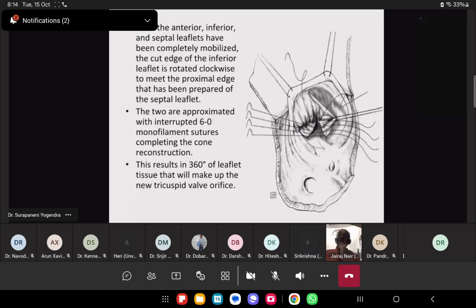After the anterior, inferior and septal leaflets have been completely mobilized, the cut edge of the inferior leaflet is rotated clockwise to meet the proximal edge that has been prepared of the septal leaflet. The two are approximated with interrupted 6-0 monofilament sutures, completing the cone reconstruction. This results in 360 degrees of valve leaflet tissue that will make up the new tricuspid valve orifice.